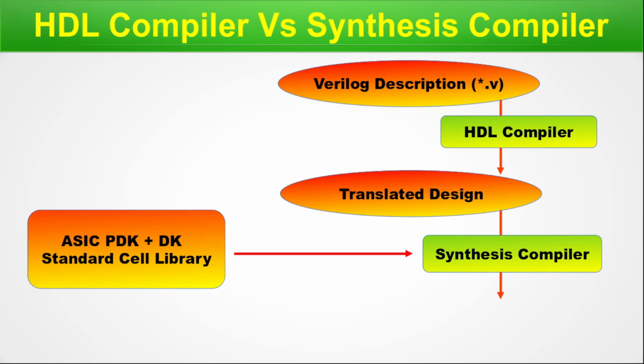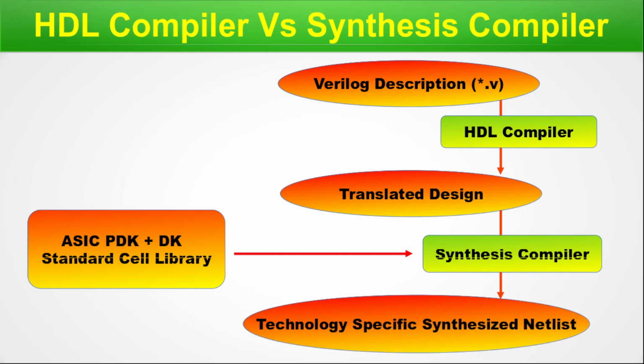Once this is integrated with the synthesis compiler, the translated design can be further translated into a technology specific synthesized netlist. So this is the difference. The output of the HDL compiler that you can readily do with a free and open source version is not technology dependent. That means it is not from maybe TSMC 90 nanometer technology. It is not from that. So it is technology independent. So that can be used with TSMC 90 nanometer or UMC 90 nanometer. So like that, whatever the foundry, it is independent.